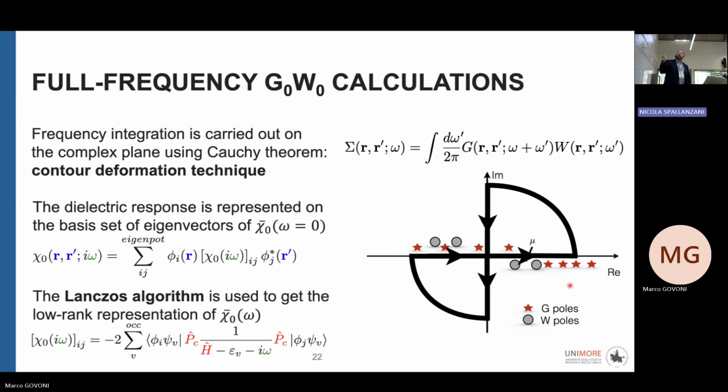And you just have to track the poles that eventually fall inside your contour. And this integration is actually efficient when you represent the response function on the principal components. So you represent the direct response using the eigenvectors of the reducible response. You can actually diagonalize just the response at omega equals 0, so a static response, and use those eigenvectors to represent the response at any other frequency.